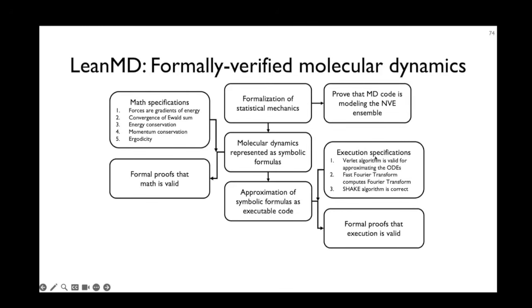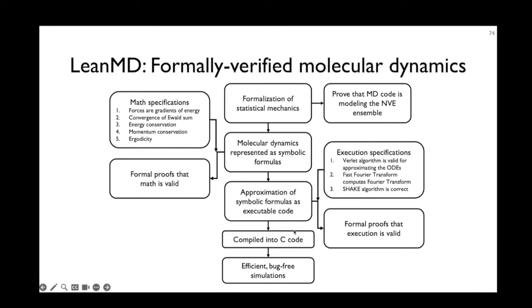We also have execution specifications, and this is a lot of what Tomas Skrivan is doing in SciLean, where can I prove that the Verlet algorithm is valid for approximating the ODEs? And things like this. Can I ultimately, after all of this, have formal proofs that the execution that I'm writing is valid and it corresponds to these symbolic formulas that I'm trying to write as executable code? And then finally, could we compile it into C code and run it? And how efficient will this be? We'll find out. Will it compete?